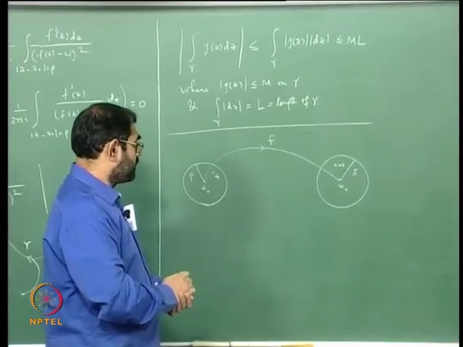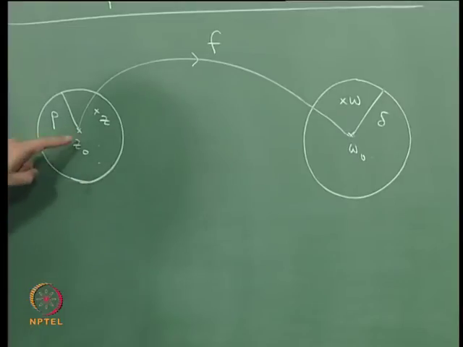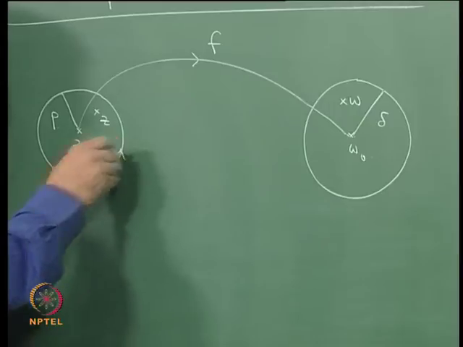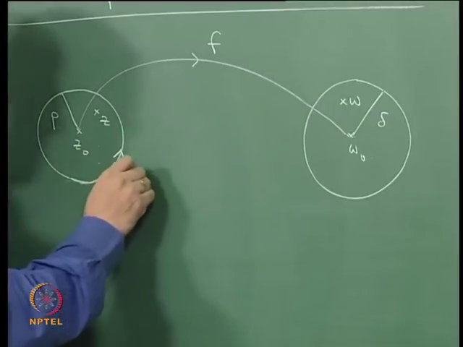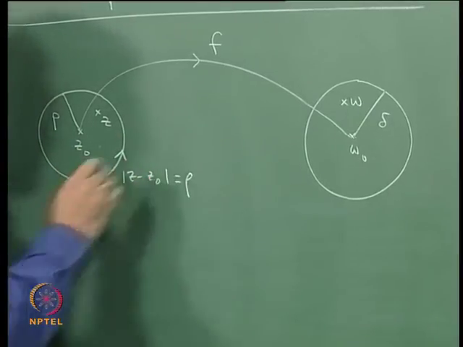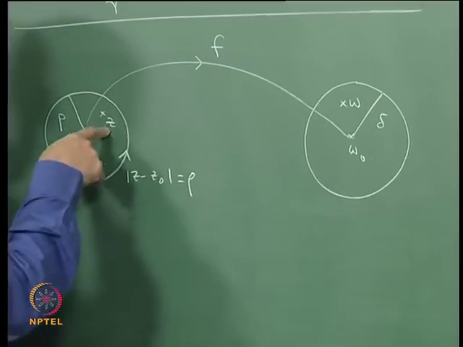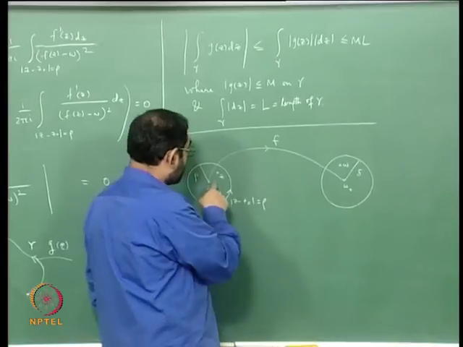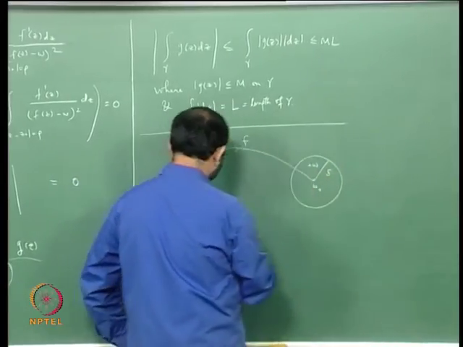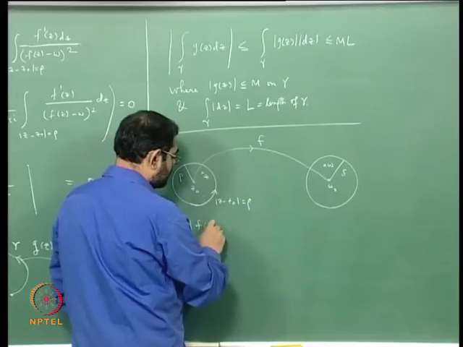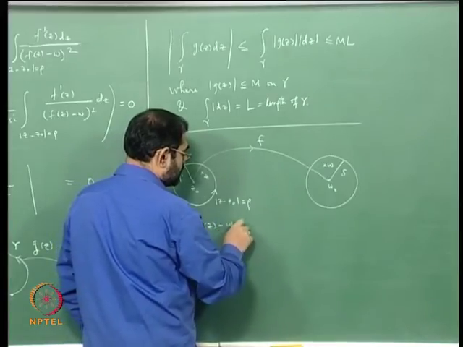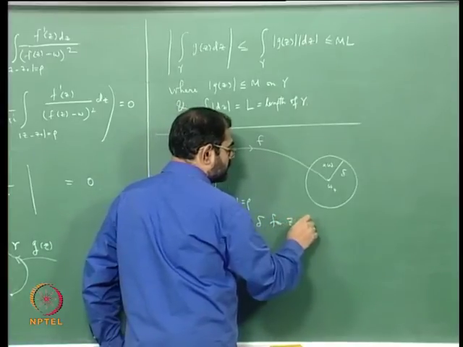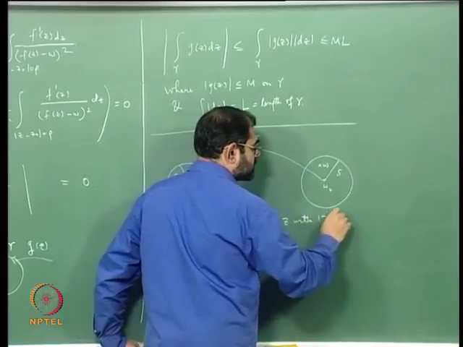And if you remember, the delta was chosen in such a way that if you take z on this boundary circle, which is given by mod z minus z naught equal to rho, then f of z will go outside, because delta was chosen in such a way that mod f(z) minus w naught is always greater than or equal to delta for z with mod z minus z naught equal to rho.